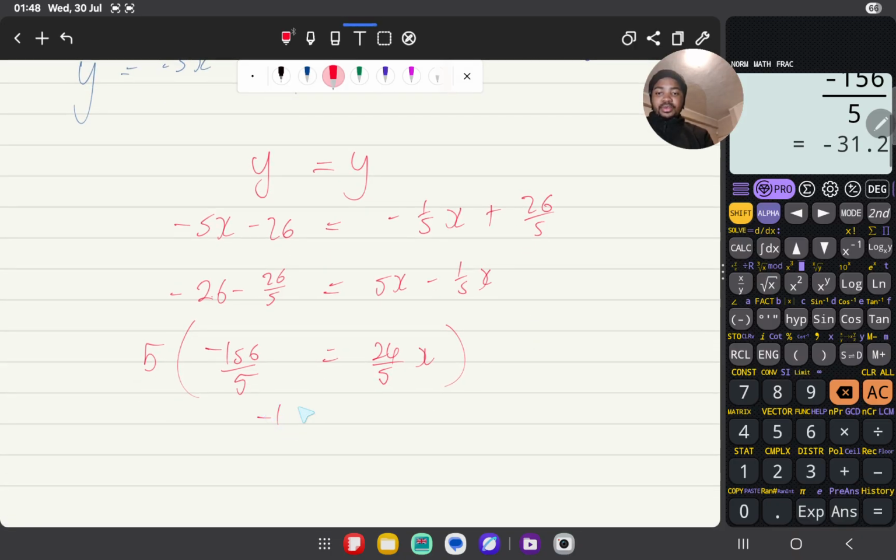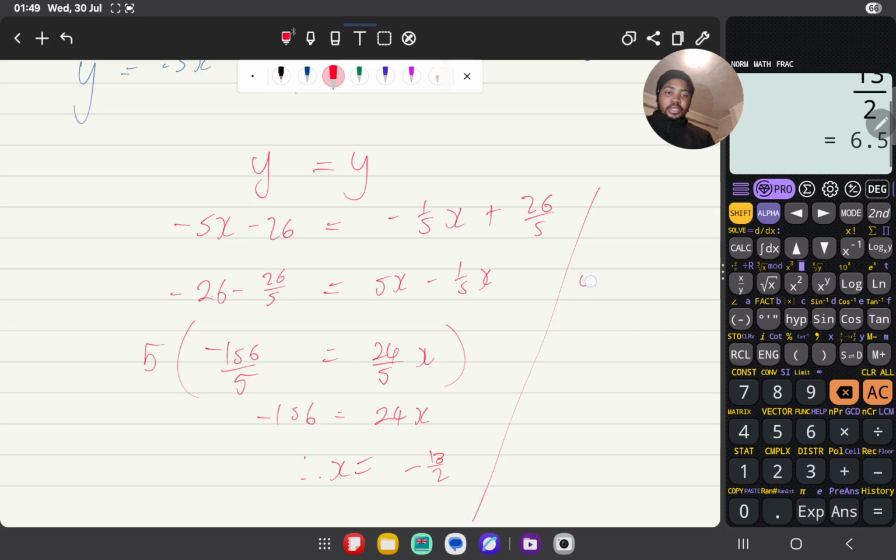I'm getting minus 156 equals 24x, and therefore x is going to be negative 156 divided by 24. That is 13 over 2, so I have negative 13 over 2.